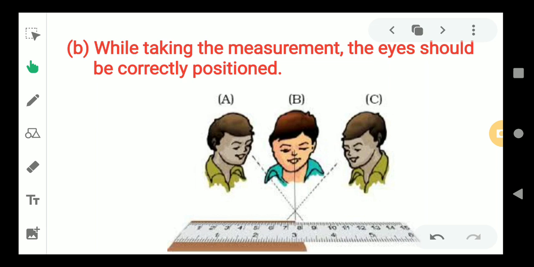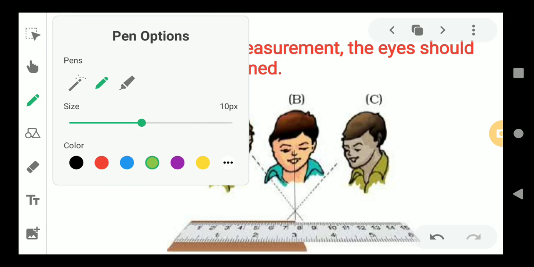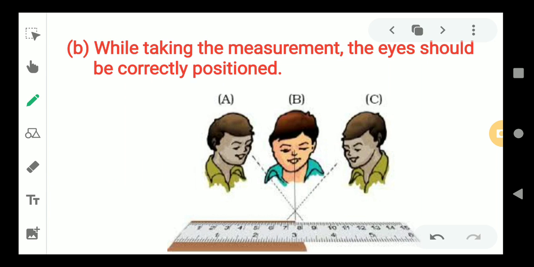Next one is, while taking the measurement, the eye should be correctly positioned. Here, three boys are measuring the length of this cardboard. Can you tell me which person is correct? Which boy will measure the length of the cardboard perfectly? Either A, B or C. Who will be getting the correct answer?